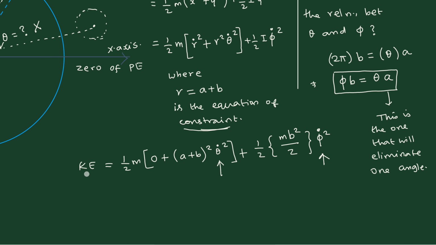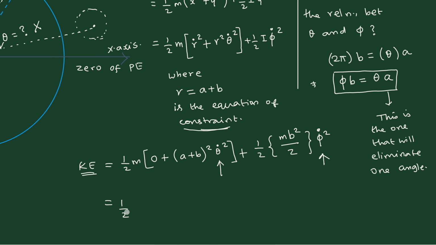You see this? In this equation, this is the kinetic energy equation. Theta dot is there. Phi dot is there. You have two angles. Now, because of the constraint equation, what will happen? One angle can be eliminated. One will go out, and ultimately we will be left with only one angle. So that is the conclusion, and therefore we will substitute this and simplify the kinetic energy now.